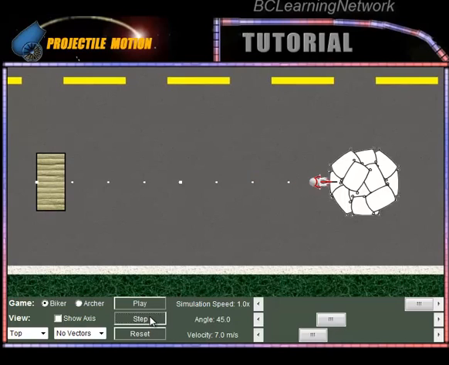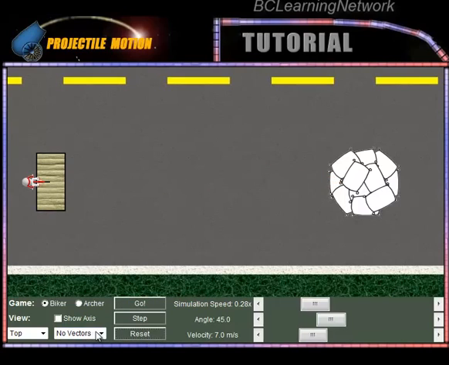Now I'm going to slow down the simulation, and I want you to notice that the motorcycle is in fact moving with a constant speed from left to right. So right now that's full speed. Let's move it back to 0.28. Notice it's a nice steady speed from left to right.